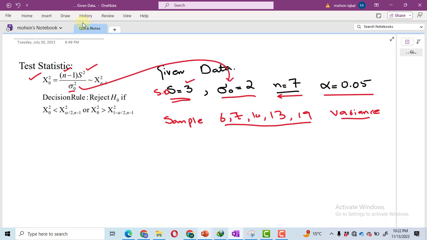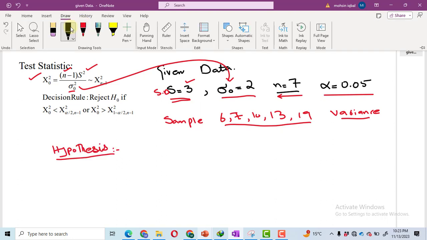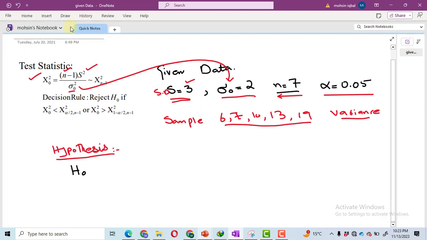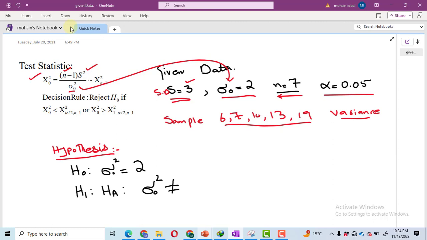First of all we formulate our hypothesis. H naught, our null hypothesis: sigma naught square is equal to 2. Then the alternate hypothesis, represented sometimes by H1 and sometimes by H of a: sigma naught square is not equal to 2. It's a two-sided hypothesis, a two-tail test.